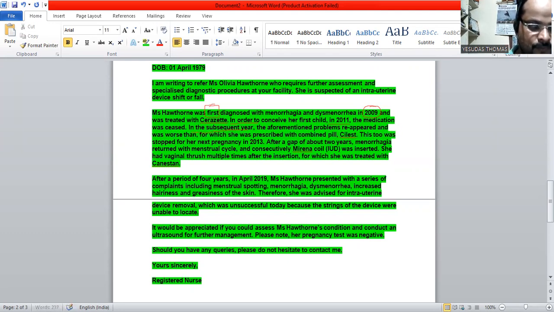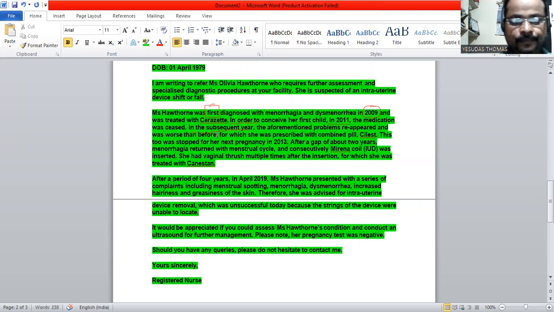Worse than before. So the aforementioned problems reappeared and were worse than before, or else we would have gone with Seracid. So for which she was prescribed the combined pill Silest. Up to that, the history is clear.